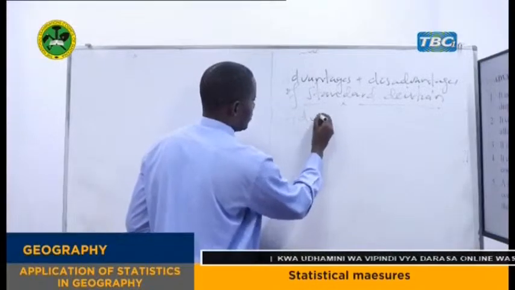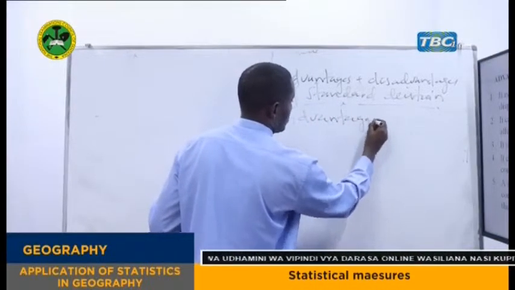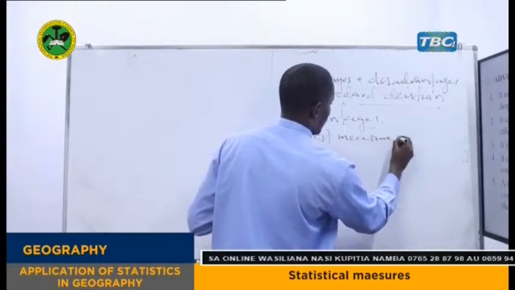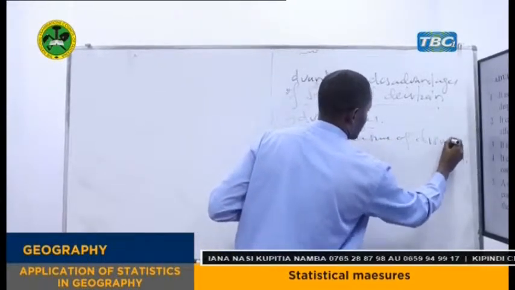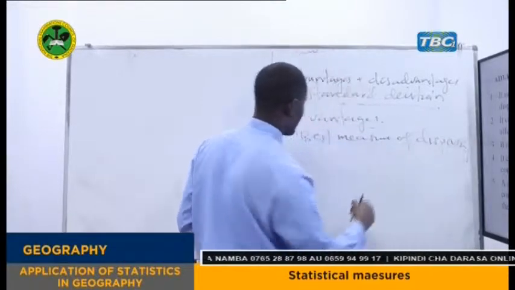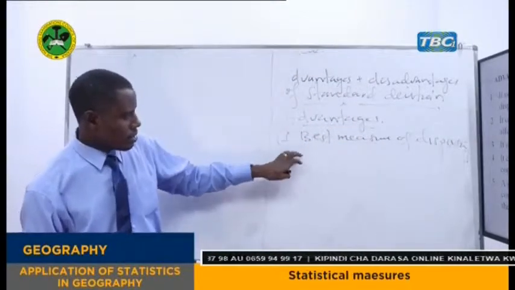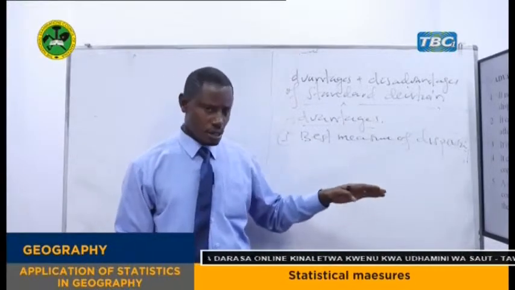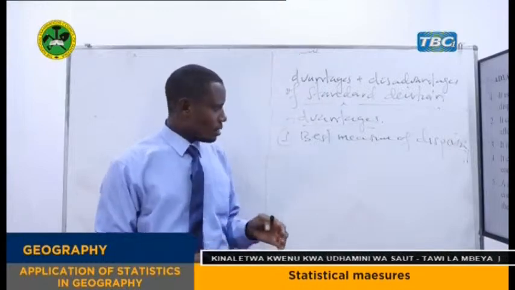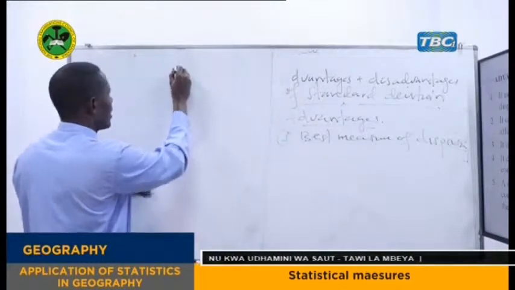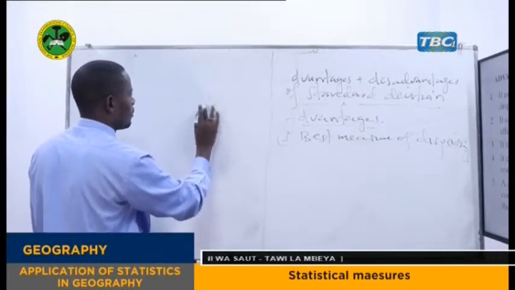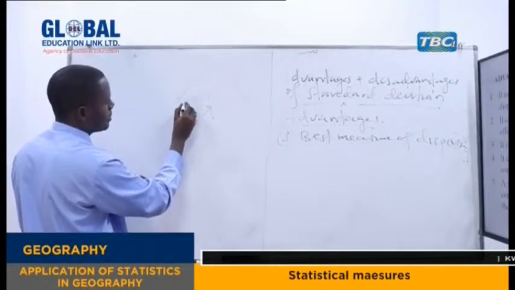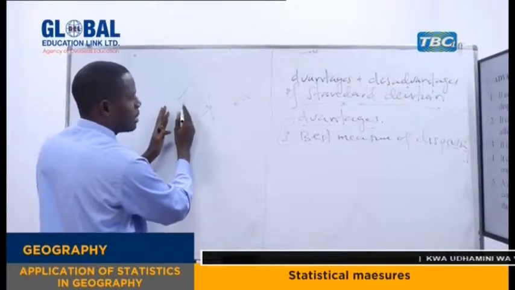On the aspect of advantages, they are saying it is the best measure of dispersion. Among all the measures of dispersion, including the mean deviation, the best one is the standard deviation. Why are we saying the best measure? Because it gives you a clear picture of to what extent the data have deviated from the what? From the mean.